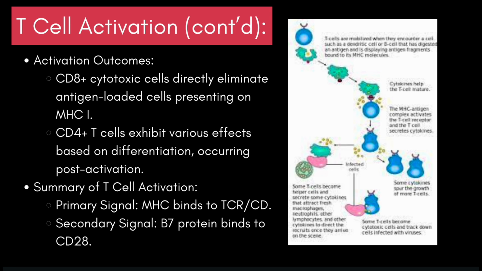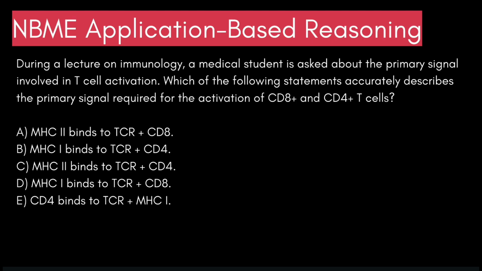So now we're going to look at the outcomes of activation. CD8 plus cytotoxic cells directly eliminate antigen-loaded cells presenting on MHC1. CD4 plus T cells exhibit various effects based on differentiation occurring post-activation. So main takeaways here: primary signal, MHC binds to TCR and CD. Secondary signal, B7 protein binds to CD28. All right, now that we have that out of the way, let's go ahead and look at some review questions.